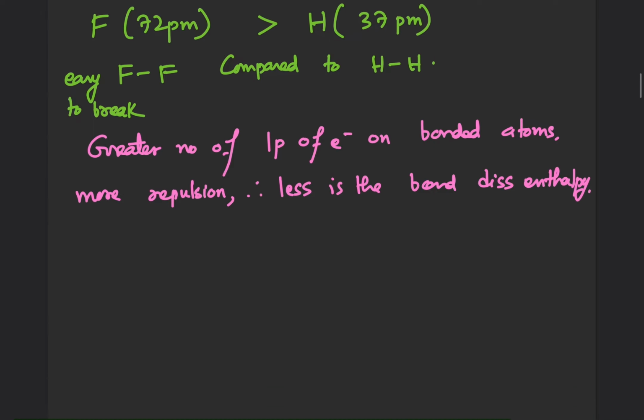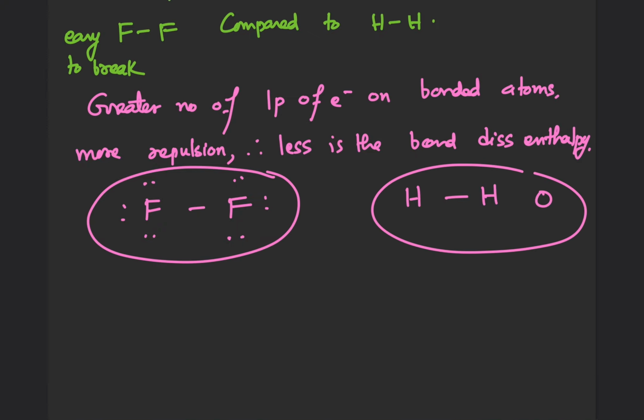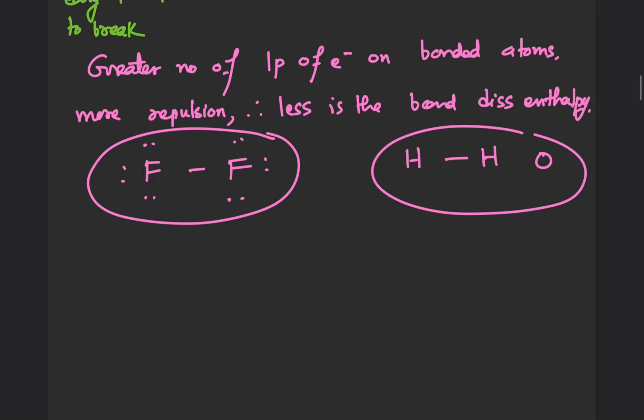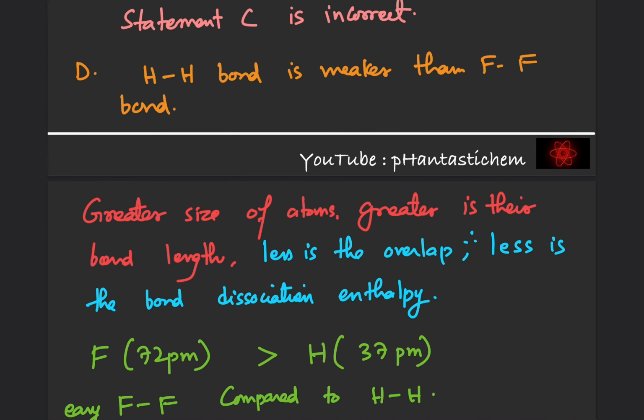Okay, so if you look at fluorine, it has 6 lone pairs compared to HH, which has 0. So therefore it is easier to break FF compared to HH, and it is also supported by experimental values. The bond dissociation enthalpy of FF is 139 kilojoules per mole, and in the case of hydrogen it is 436 kilojoules per mole. Okay, so therefore statement D is incorrect.